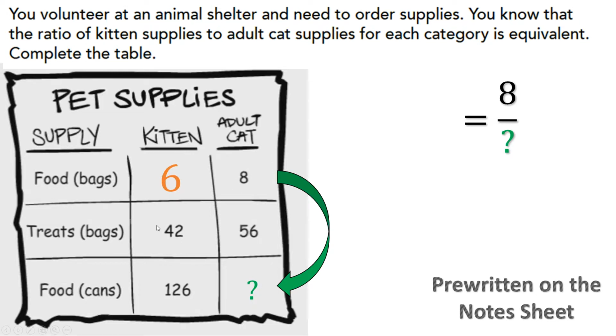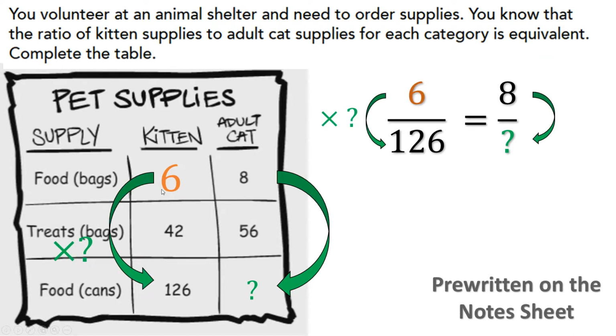Try not to go from here to here because it's much more difficult to see the relationship between 42 and 126. It'll be easier for us to go back to the original values in the table at the top. So we're going to use the 6 we figured out. 6 times something is 126. And 8 times that same number will be our answer. So you can use a calculator, 126 divided by 6, or just do the math.